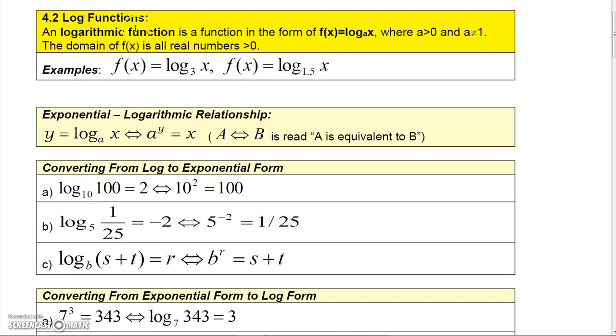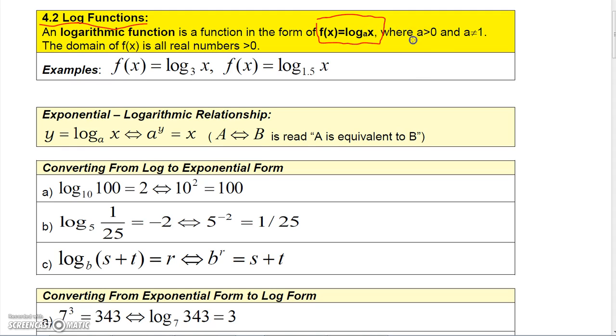In this section, we're going to talk about log functions or logarithmic functions, or you could say logarithm functions. But basically, a log function would be in the form of f of x equals log of x base a. And a is actually called the base of the log. X we can call the argument of the log.